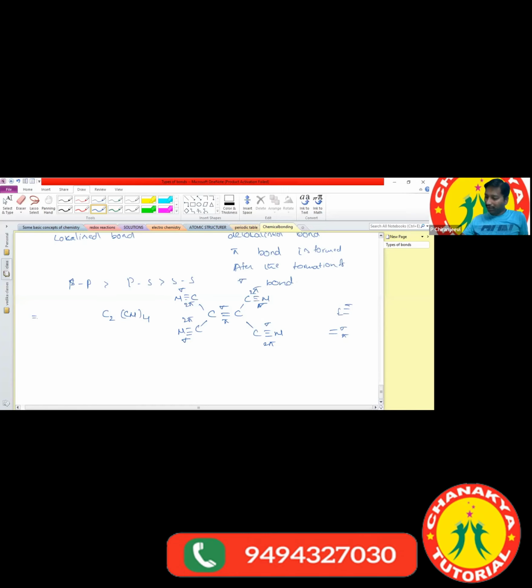Any one of you? No one is giving the answer. Sir, 9 pi and 9 sigma. Very good. 9 sigma bonds and 9 pi bonds, that is the correct answer. What is the ratio? 1:1. Very good, so 1:1 is the ratio.